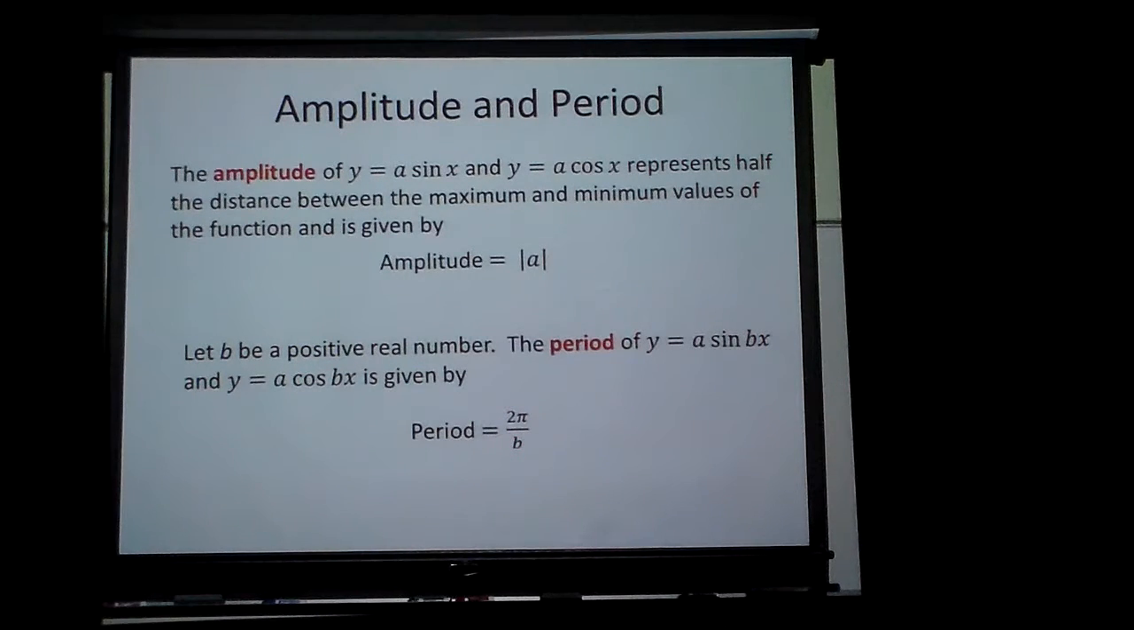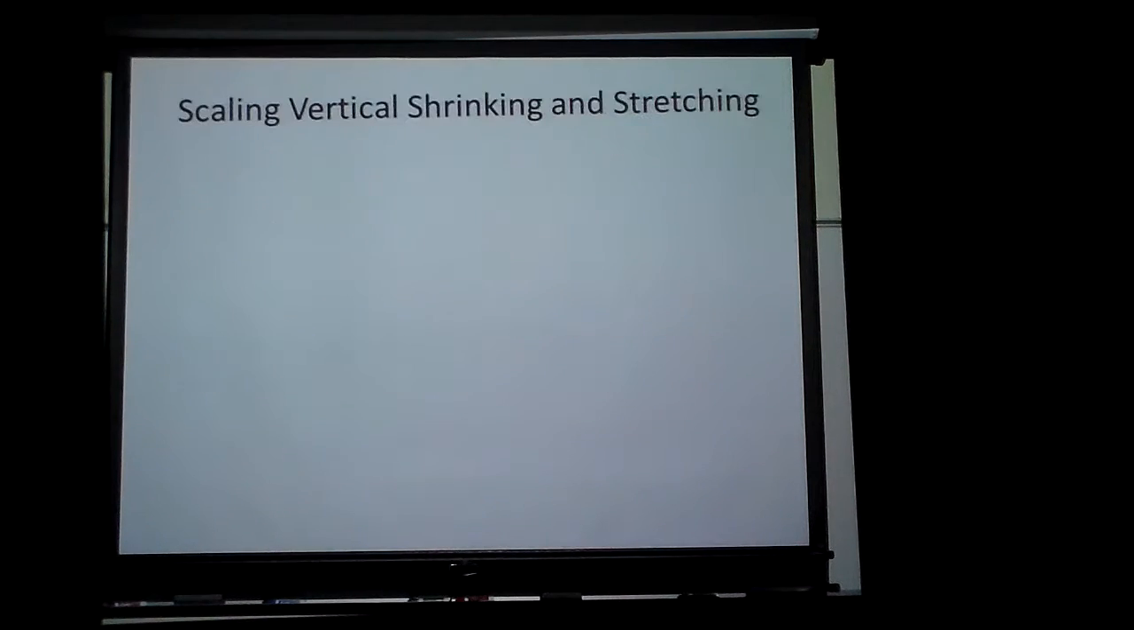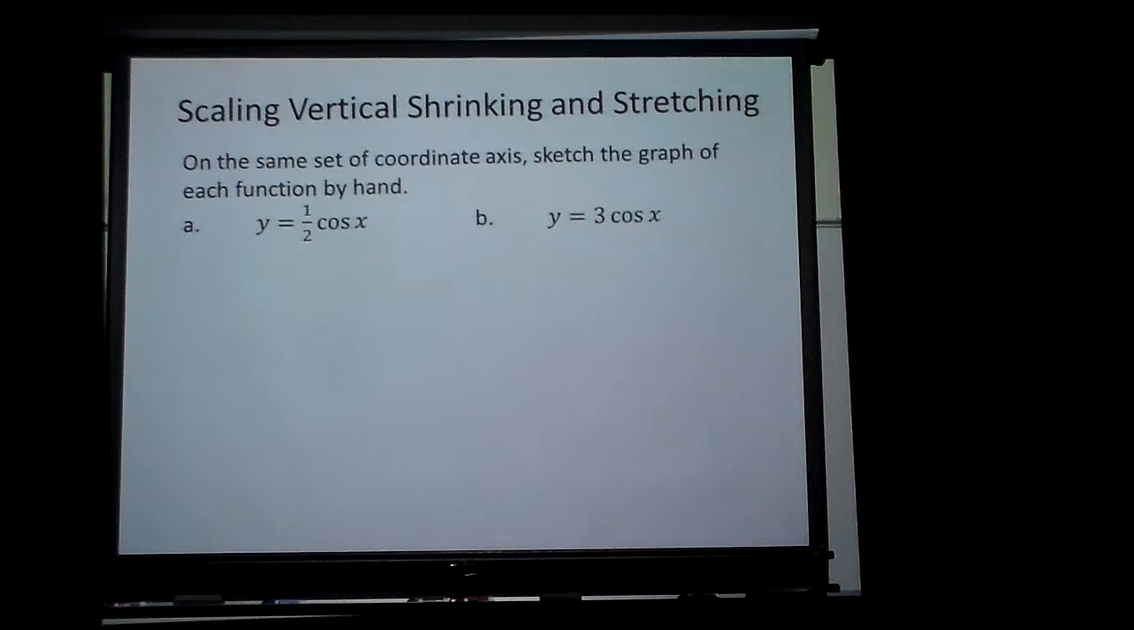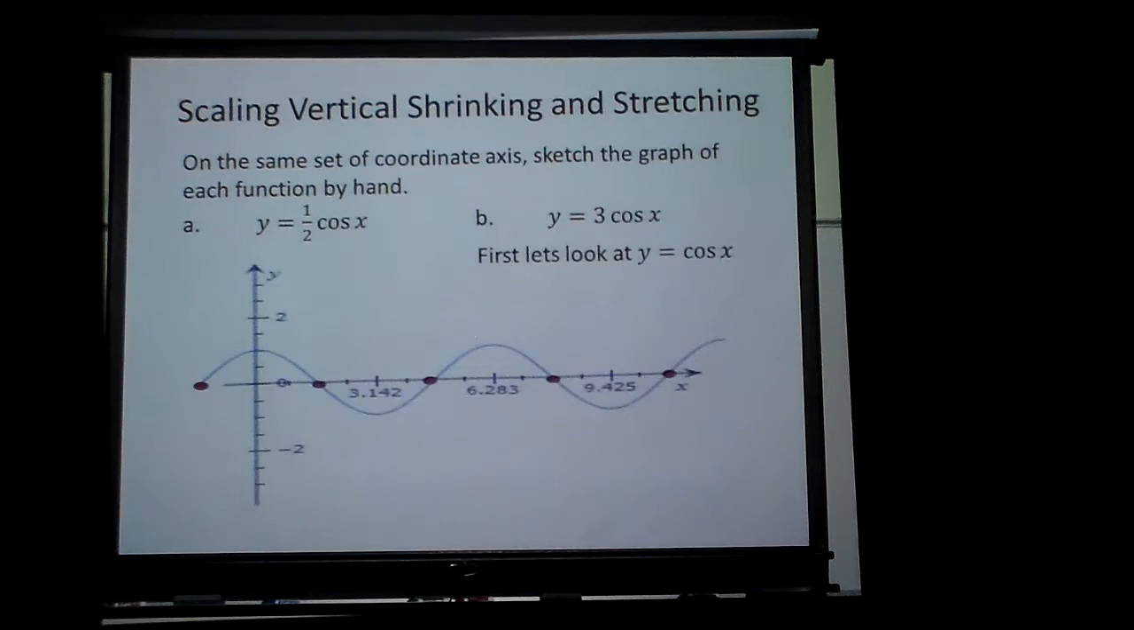Well, Coach Tony, those are great little formulas up there, absolute value of a and 2 pi divided by b, but what do I really do? Well, here's what you really do. Let's look at these two particular problems: y equals half cosine x and y equals 3 cosine x. Let's look at the first one.